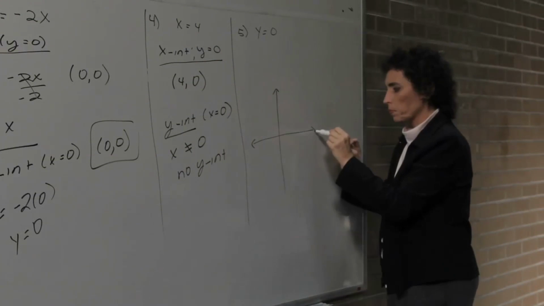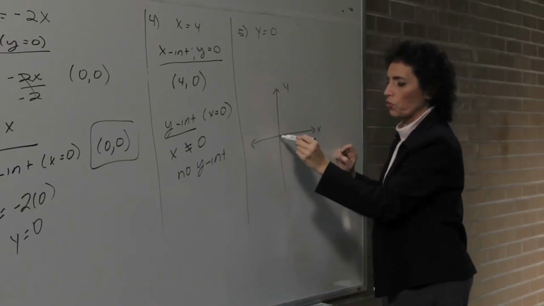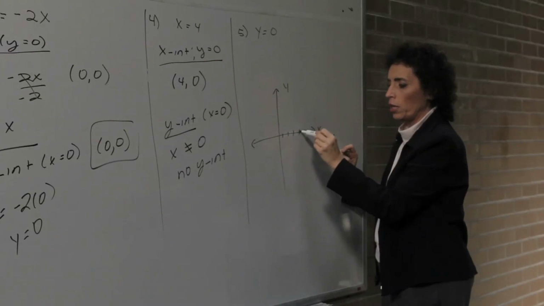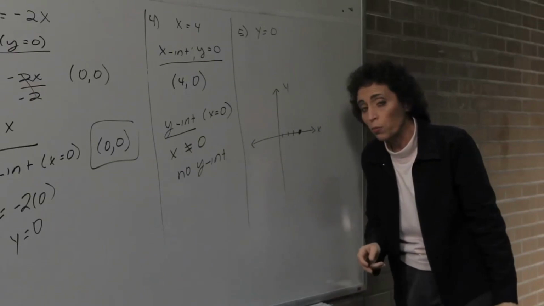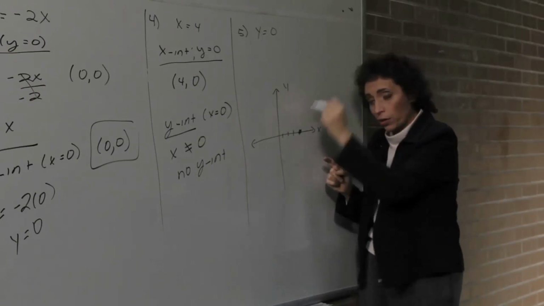This graph goes through 4, 0, right? 1, 2, 3, 4. I need at least one more point to graph. I can't make a line through there. I don't know how it goes.